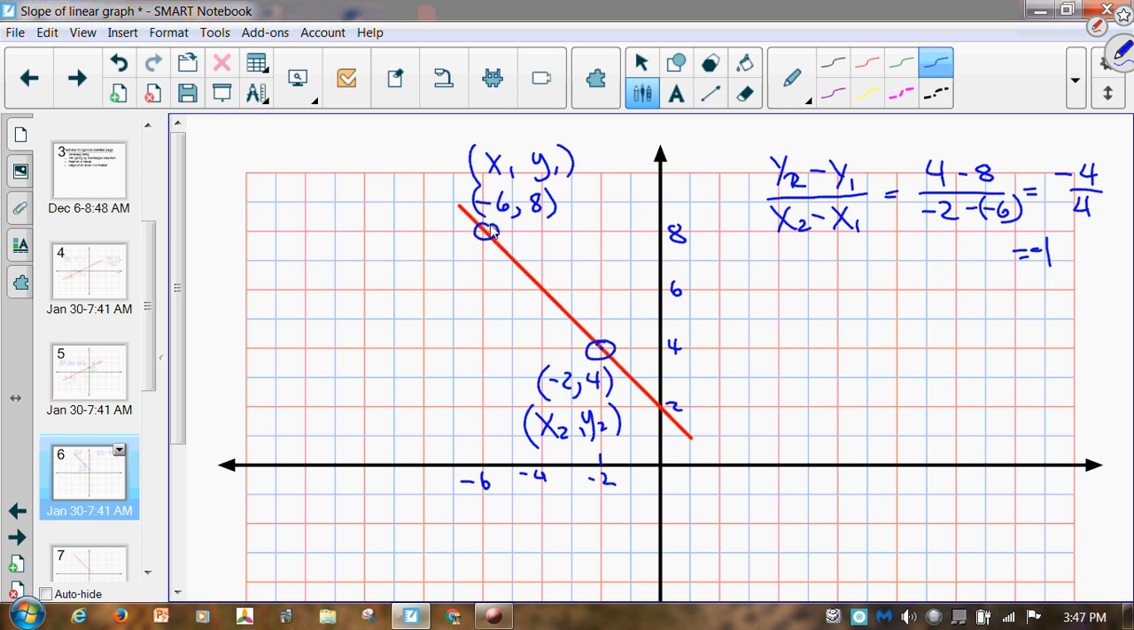Notice that for a negative slope, we are going downhill, left to right. Okay? And that's a quick synopsis of calculating slope.